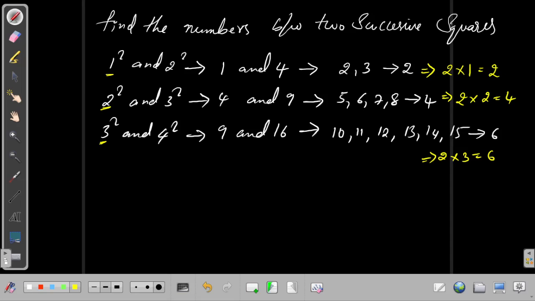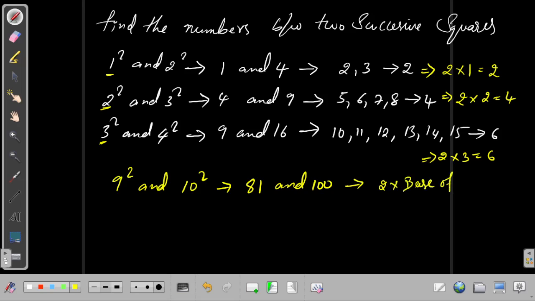You take any number, suppose 9 square and 10 square. 9 square is 81 and 10 square is 100. How many numbers are in between? Just apply the logic. What is the logic? 2 into the base of the first number. That's it. So 2 into, what is the base here? 9. So the total numbers between 9 square and 10 square are 18.